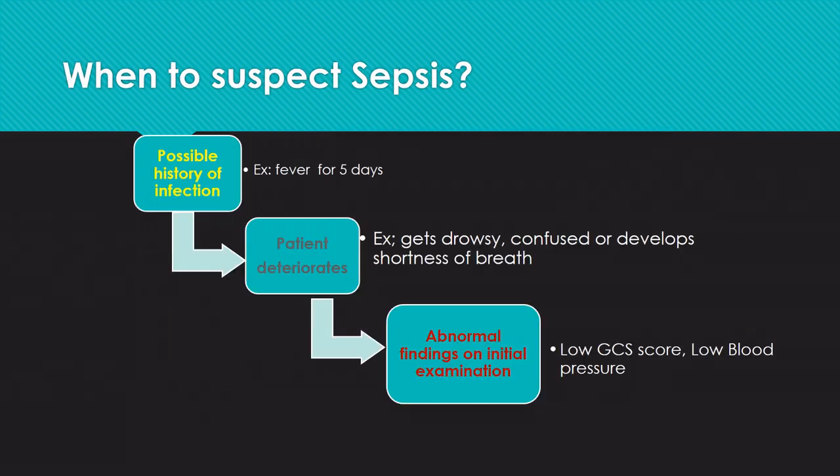We should know when to suspect sepsis. There could be a clue in the history with a possible infection, for example fever for 5 days, or something like repeated vomiting. Usually the history is unclear and the patient suddenly presents deteriorated, especially the elderly. For example, the patient gets drowsy, confused or develops shortness of breath. The initial examination can reveal a low Glasgow Coma Scale score or low blood pressure. This kind of scenario, especially in an elderly patient, is likely to be sepsis.